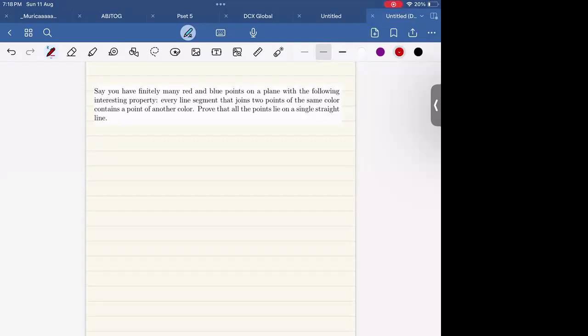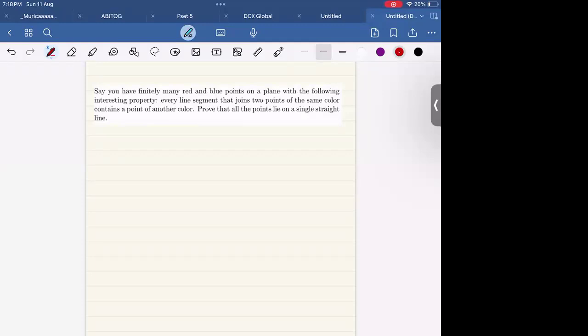Is that all right with everybody? So if you don't get what I mean, I'll show you. So let's say there are finitely many points and they don't all lie on the same line. And since there are finitely many points, there exists a triangle with minimal area. If they're infinite, then you can't say that. But since they're finite, you can say that.